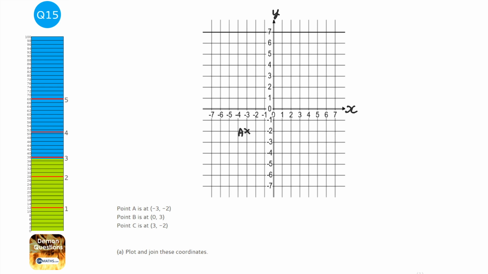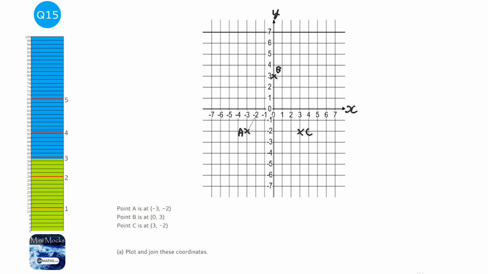And point B is 0, 3. It means we're not going left or right at all. We're just going to stay at 0, but we go up 3. So it's going to be there. And point C is at 3, -2. So along 3, down 2. Which could be that one there. So that's point C. And it says plot and join these coordinates.